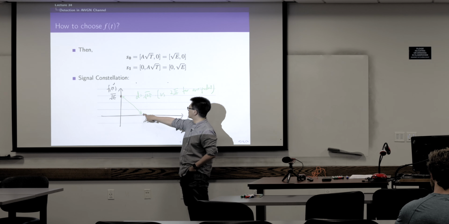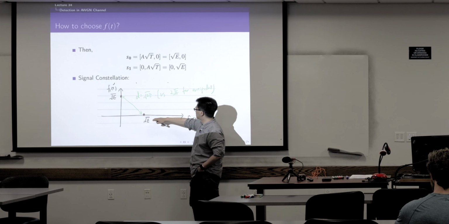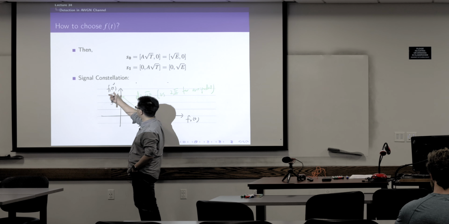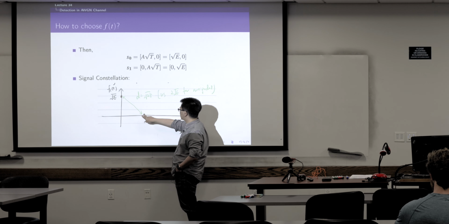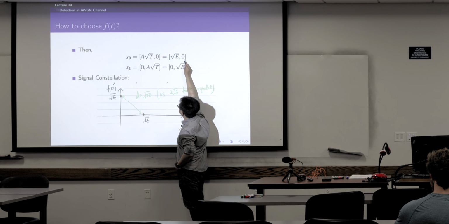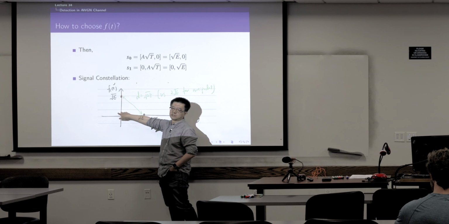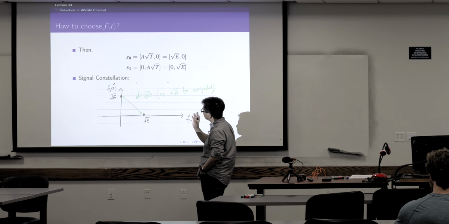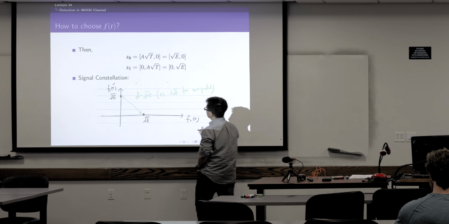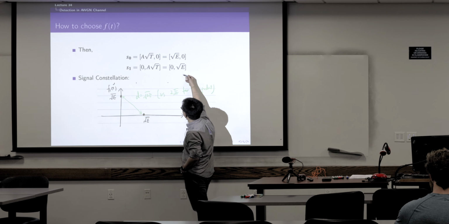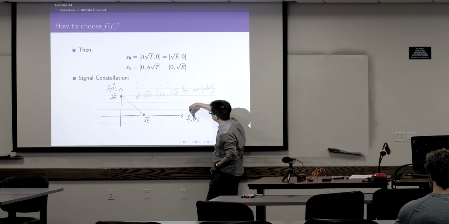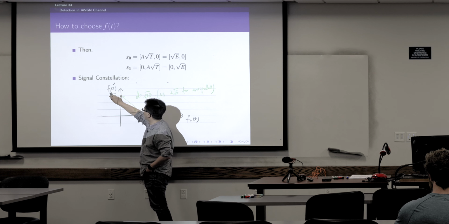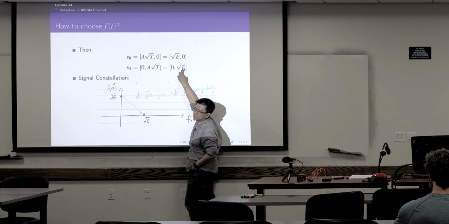Considering it as a function space, the x-axis represents F0 of t and the y-axis represents F1 of t, so these would be the coordinates. Here it is square root of E, and on the other coordinate it is 0. Similarly, if we project our S1 of t on both bases, on the axis of F0 it will be 0, but on the axis of F1 of t it will be square root of E, which corresponds to this number.